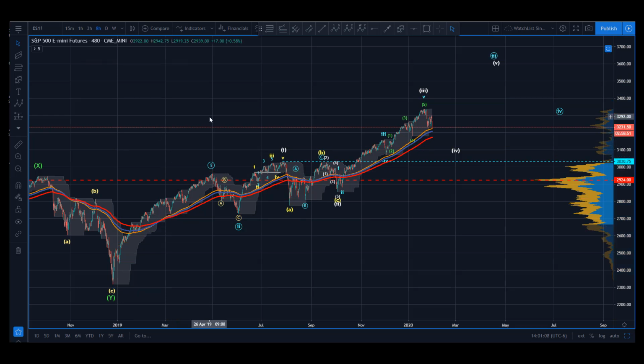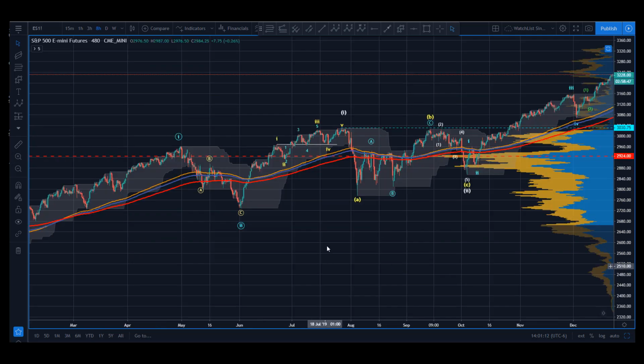But here's where it gets a little trickier. Now, let me see, 8 hour. Let me zoom in here a little bit. This is the challenging part here.